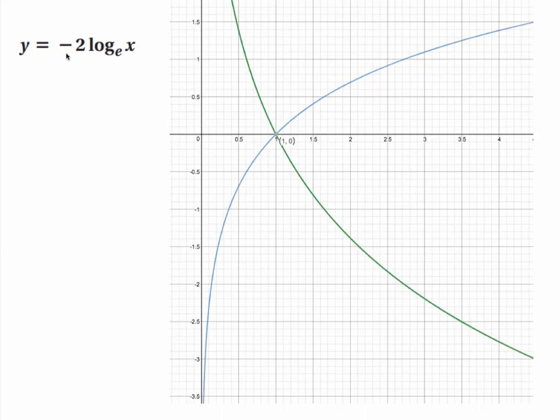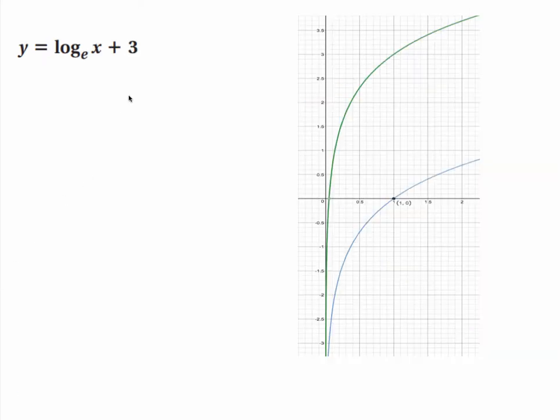When I have a negative out here, this is going to be a reflection across the x-axis. And so where this is my original log function, when there's a negative out here, the function is going to go from positive infinity through (1, 0), and it's going to continue on to negative infinity. When I add outside of the parentheses here, natural log of x plus 3, this is going to be a vertical shift up, whereas the vertical asymptote stays the same.